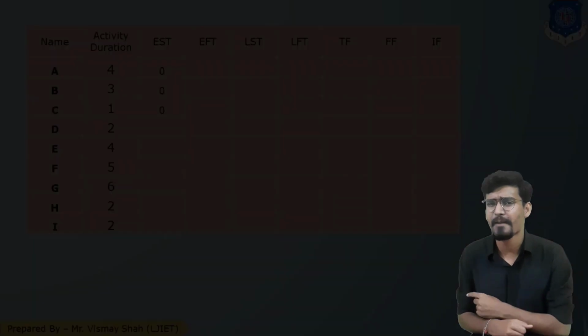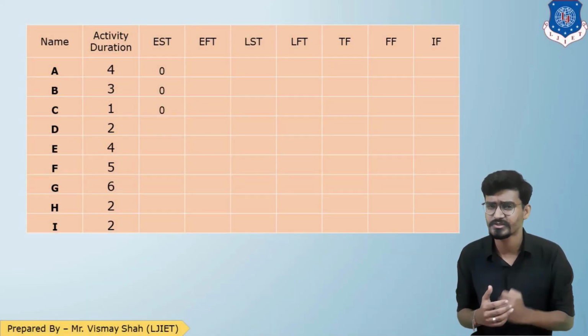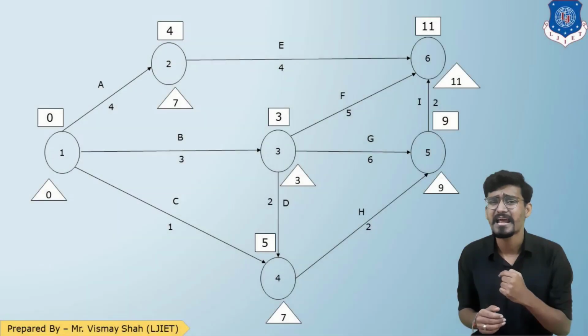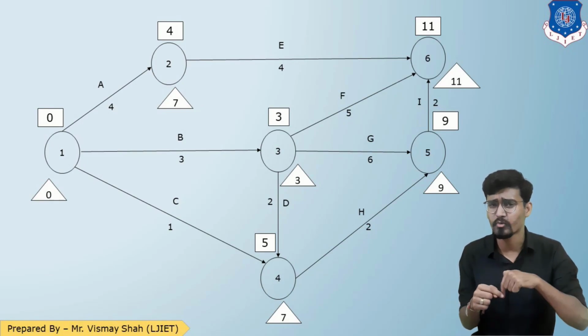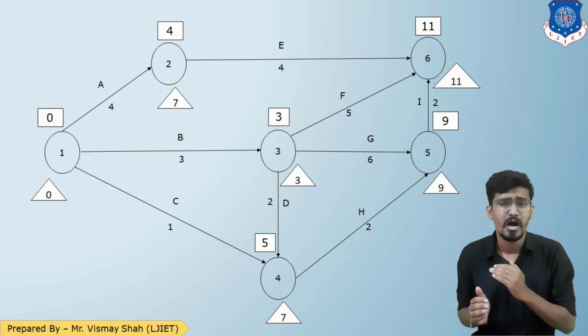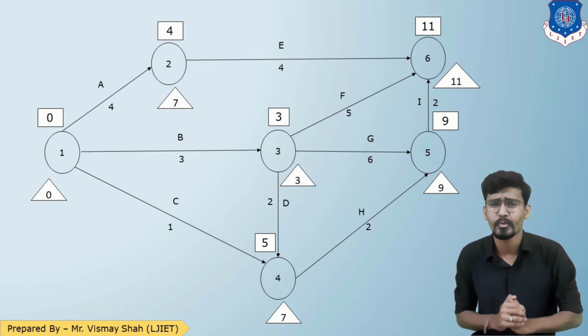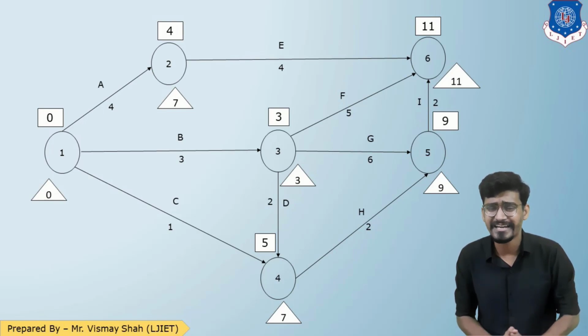So as you can see in the table, I have written down 0, 0, 0, 0, 0, 0. Now let us talk about D. As you can see, D is downward. Ahead of the arrow, the upper value will be 3. So that is for D.